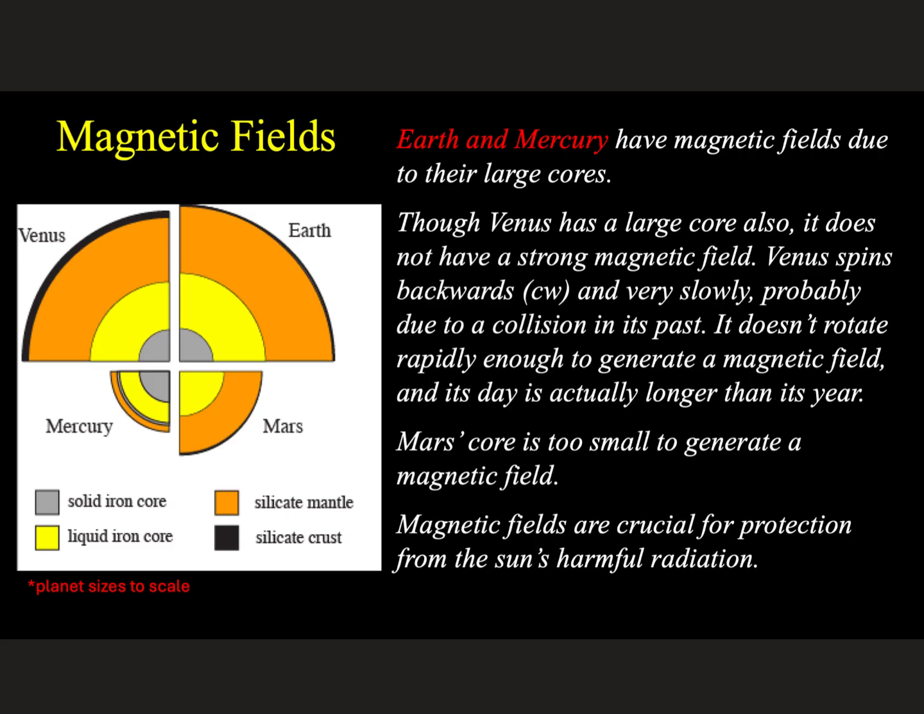Though Venus would probably have been rotating at about the same speed and direction as the Earth, a collision in its past turned Venus's rotation in the other direction. She now spins very slowly clockwise, whereas all the other planets spin more rapidly counterclockwise. Mars's core has cooled too much to generate much of a field either.